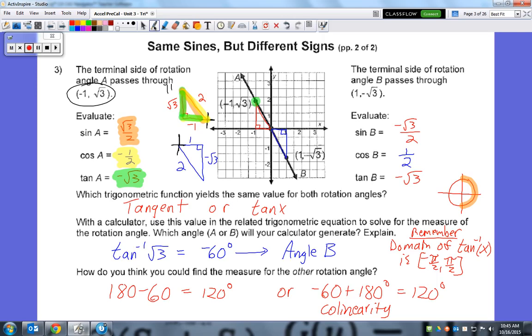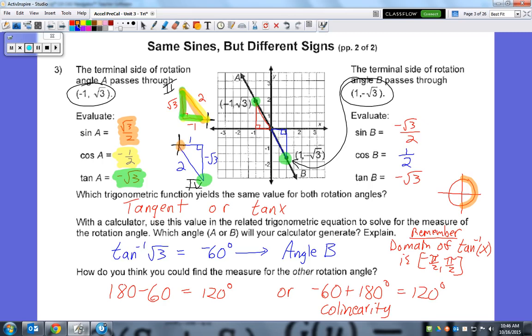Now this is in quadrant 2. This one is in quadrant 4 because we're starting to progress to that. And we know that this one goes through one, negative root 3. So again, it goes right here, which you will see that I'm going to also write it there so you can see what it looks like as far as being in quadrant 4.